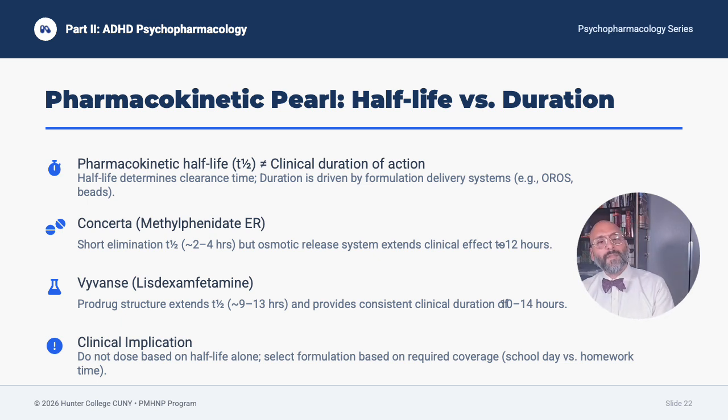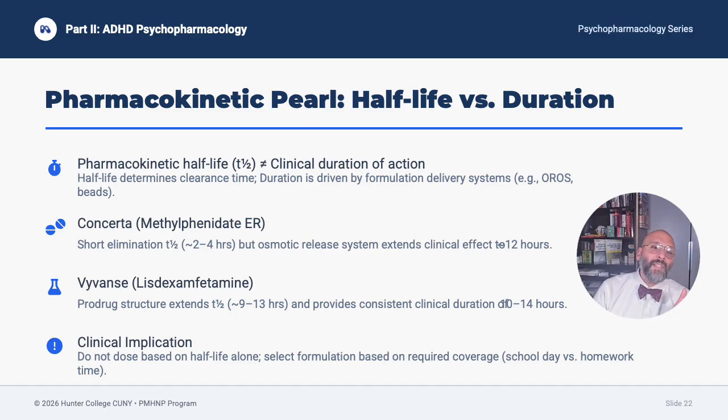Vyvanse, lisdexamfetamine here, is a prodrug. This has to be converted in the bloodstream into active dextroamphetamine. That conversion process slows the onset, but extends the half-life to roughly 9 to 13 hours, and it produces that 10 to 14-hour clinical effect. So that's why things like Vyvanse will feel smoother, less spiky, harder to abuse. But again, it's about the design, not the metabolism.